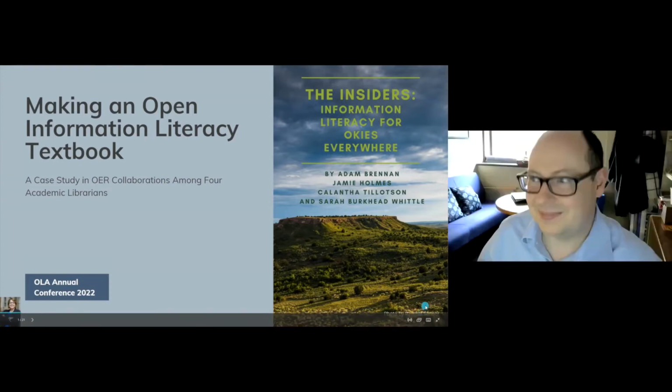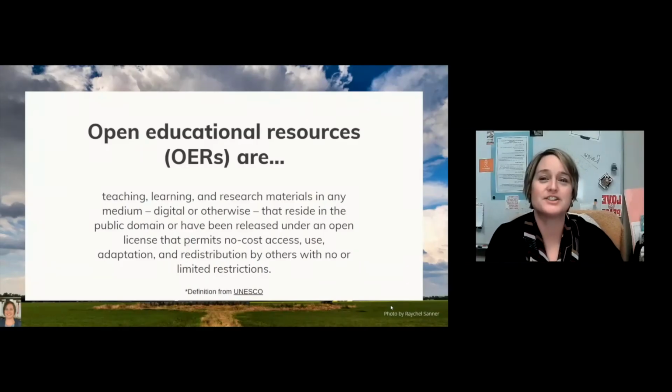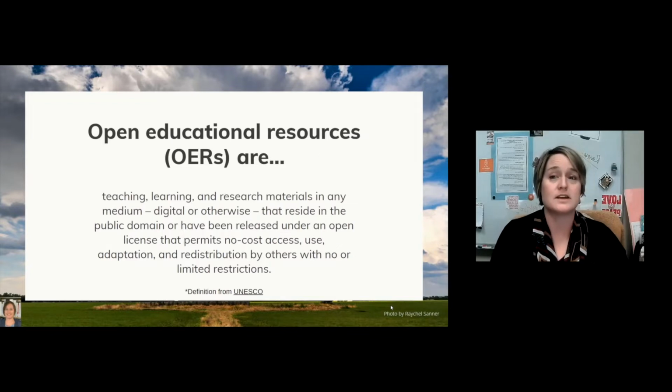Thank you all for joining us today. I imagine you wouldn't be in this session if you didn't know what OERs are. However, we don't want to assume. So we're going to make sure we're all on the same page in our understanding of what exactly we mean when we say OER. One of the most commonly used definitions comes from UNESCO, the United Nations Educational, Scientific, and Cultural Organization. They define OER as teaching, learning, and research materials in any medium, digital or otherwise, that reside in the public domain or have been released under an open license that permits no-cost access, use, adaptation, and redistribution by others with no or very limited restrictions.